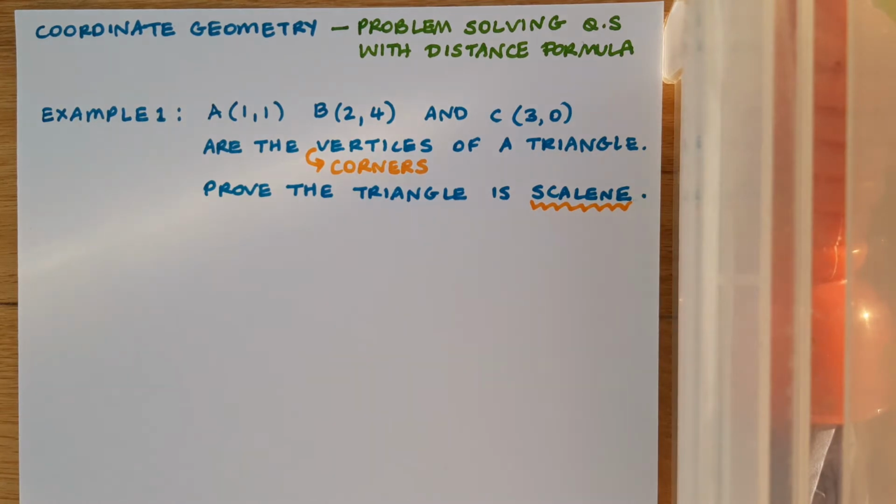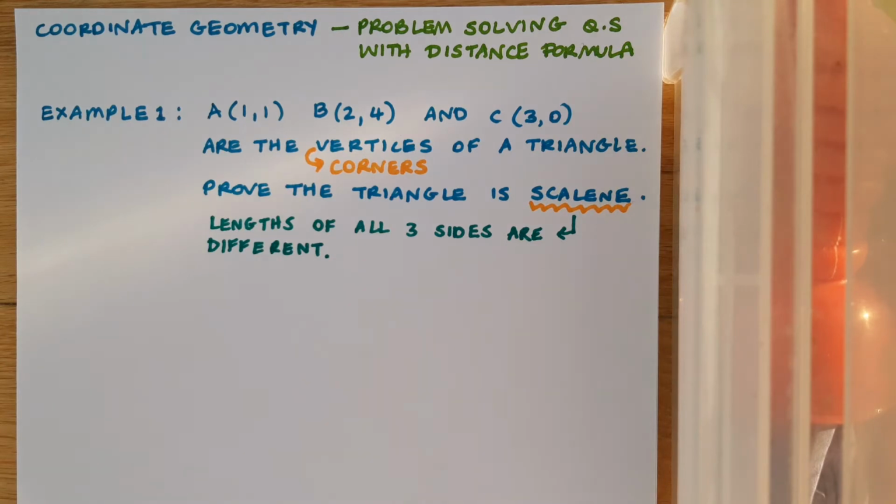So that means we need to know what scalene means. Well, what's a scalene triangle? A scalene triangle is a triangle where the lengths of all 3 sides are different. So we're trying to prove that it's a triangle with these corners and it's a scalene triangle. Let's just visualize the problem as well.